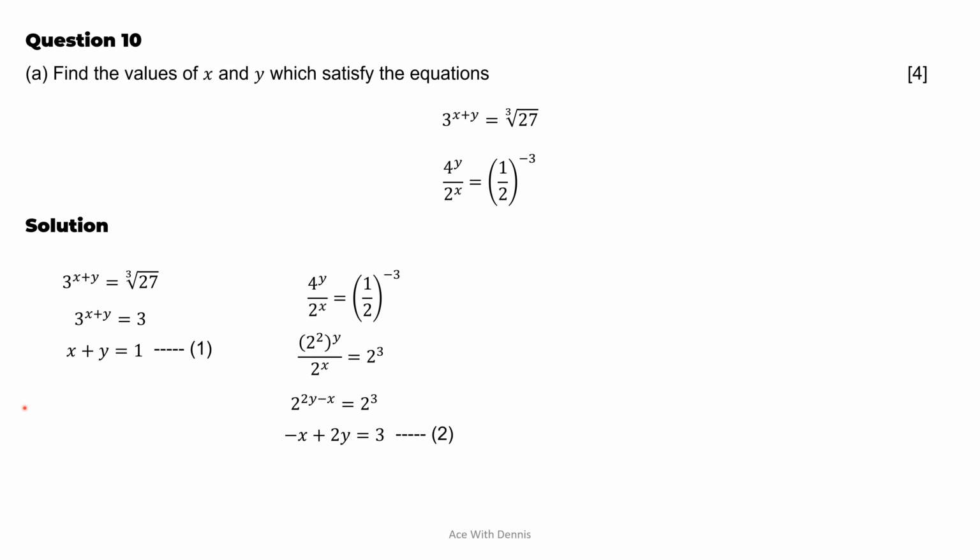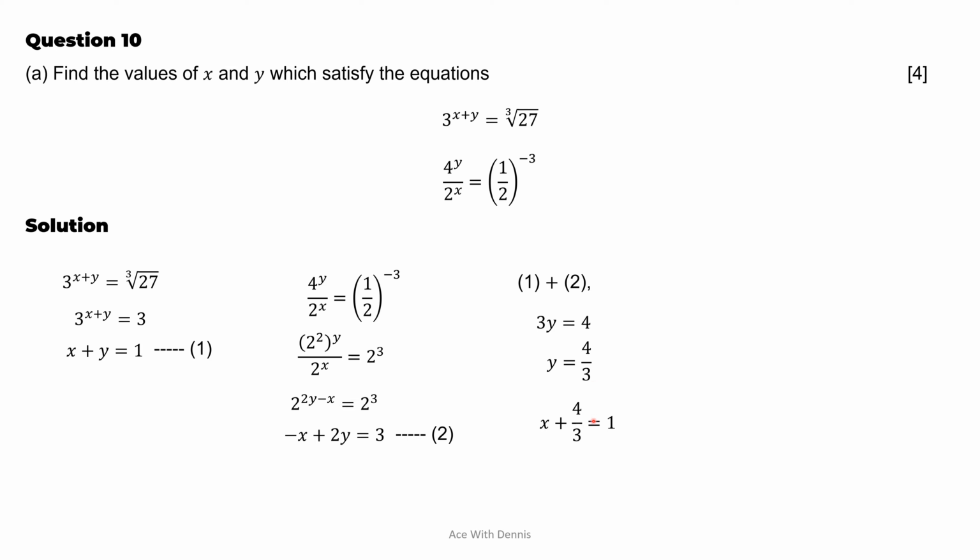Okay, this is my first equation and this is my second equation. Now I can solve to get the value of x and y. From here, I can say that equation 1 plus equation 2 and see what happens. x plus negative x, it will cancel out the x. So y plus 2y becomes 3y. 1 plus 3, we get 4. So the y value will be 4 over 3.